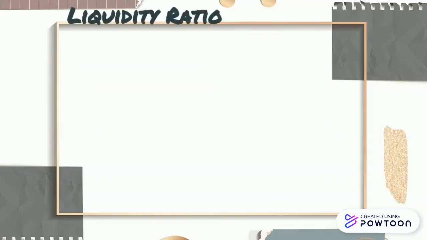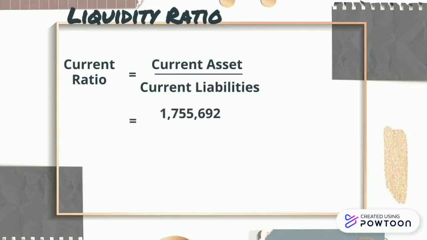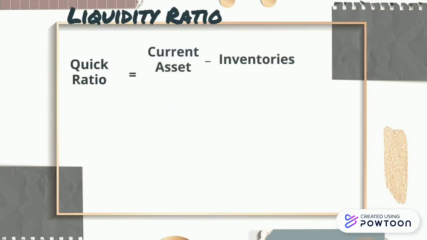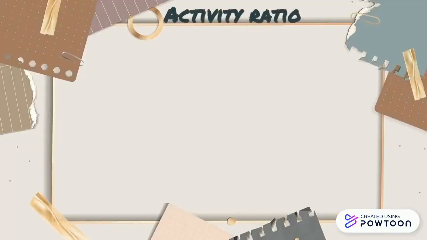The first ratio that we will be calculating is liquidity ratio. The formula for current ratio is current asset divided by current liabilities, and the final answer is 2.21 times. Next, the formula for quick ratio is current asset minus inventories and divided by current liabilities. The final answer is 1.48 times.